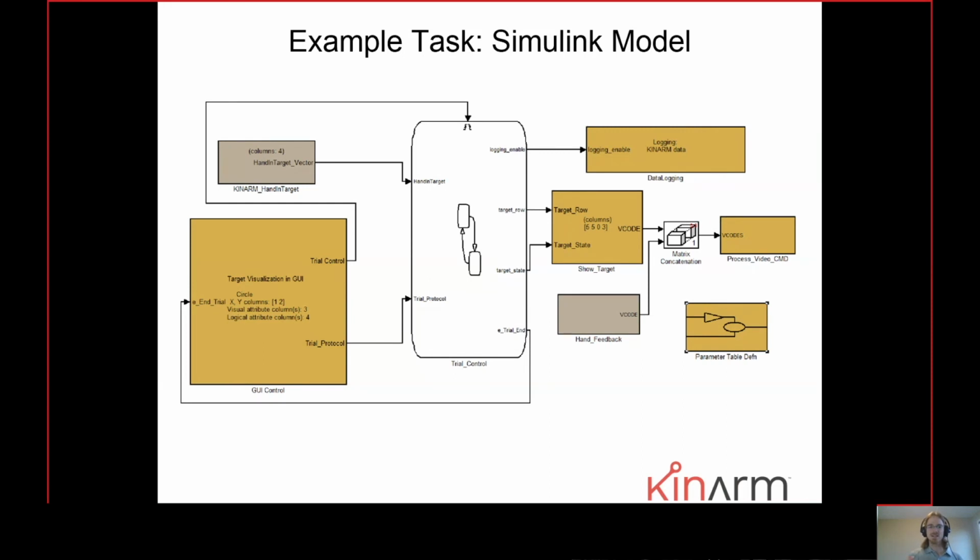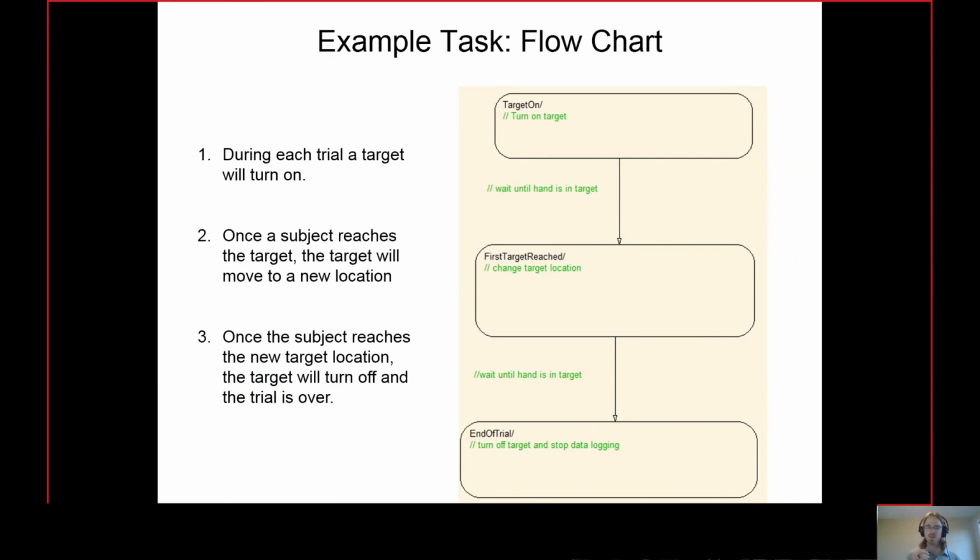So at a Simulink level, this is all of the code you would need. From a Simulink standpoint, you can see we've got our standard blocks: the GUI control, data logging, and then trial control, parameter table definition. But as well, we've got some of these common ones like showing a target, process video command, hand in target, and even hand feedback. The hand feedback is for showing where the subject's hand is. Okay, so the Simulink side of that is relatively straightforward. There's not a lot going on there.